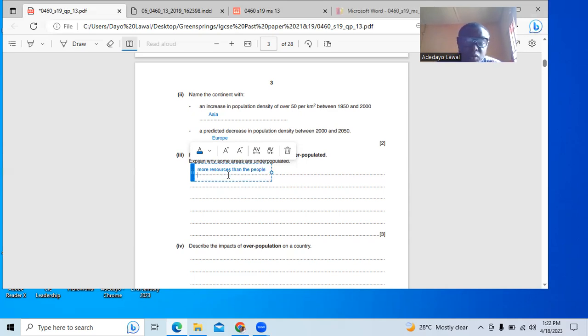More resources than the people, because this is underpopulation. So when you talk about underpopulation, it is when the resources are more than the available people. Underpopulation does not necessarily mean that the population is small. When you say the population is small, that word small is relative. So underpopulation is talking about the relationship with the resources.